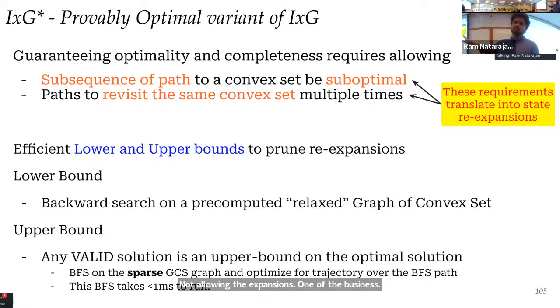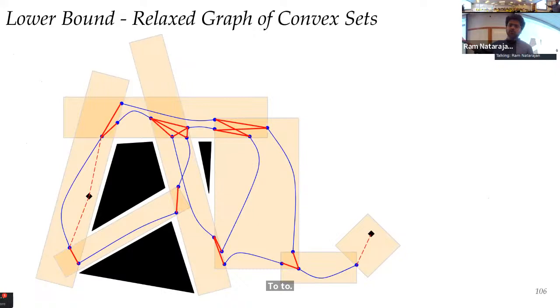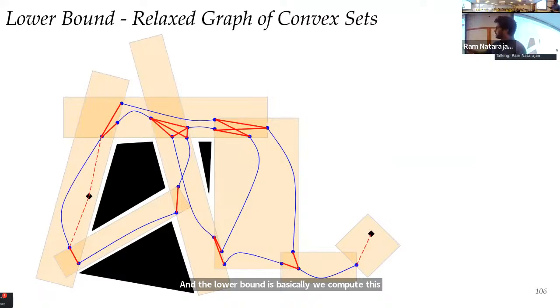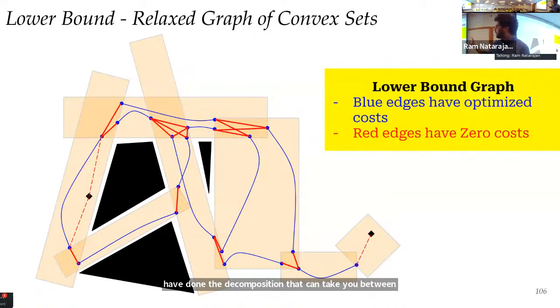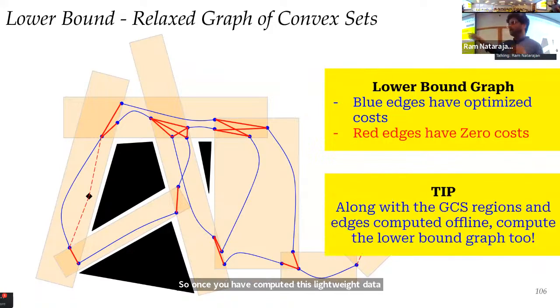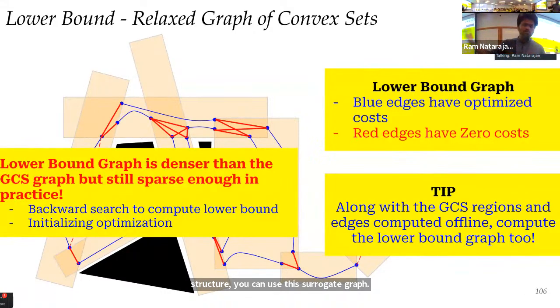In this paper, in this method, we propose two efficient lower and upper bounds to prune these re-expansions. The lower bound is basically computed with a lightweight data structure called a relaxed graph of convex sets, which is a graph that you compute offline once you have done the decomposition that can take you between these states. Once you have computed this lightweight data structure, you can use this surrogate graph to compute heuristics and even warm start the optimization at runtime. So this relaxed graph is going to speed up the search, right?